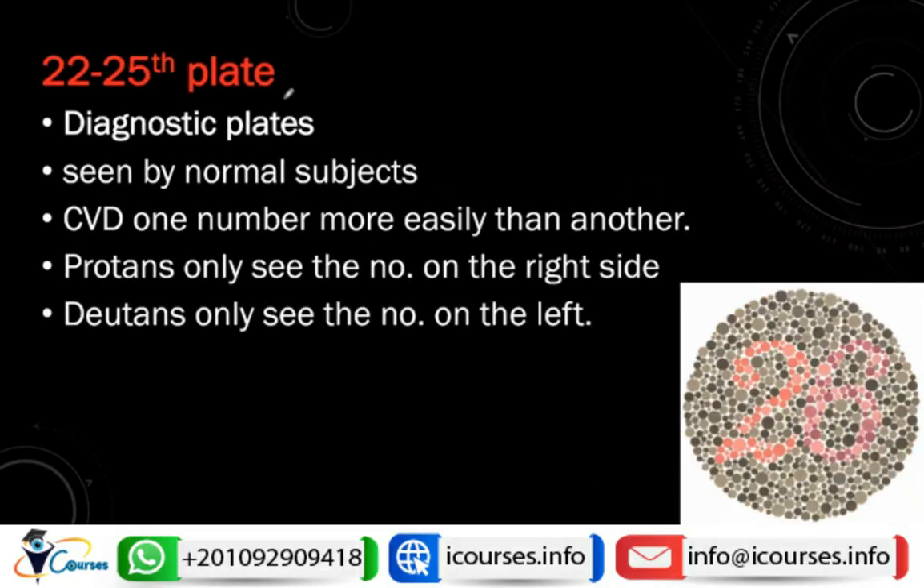From the 22nd to the 25th plate, they are diagnostic plates. They are seen by both normal subjects and the color vision deficient, but one number will be seen more easily than the other, as the two numbers have different colors. For example, in this plate, the protans who have deficiency in red will see the number on the right side, while the deutans who have deficiency in green will see the number on the left side. If he is a normal individual, he will say it is 26. If he has protanopia, he will say it's 6. If he has deuteranopia, he will say it is 2.